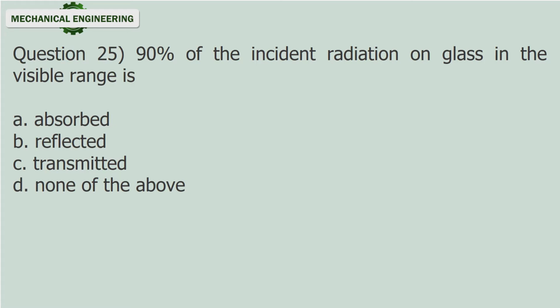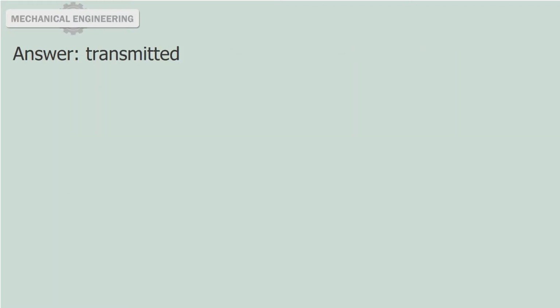Question 25. 90% of the incident radiation on glass in the visible range is A. Absorbed. B. Reflected. C. Transmitted. D. None of the above. Answer: transmitted.